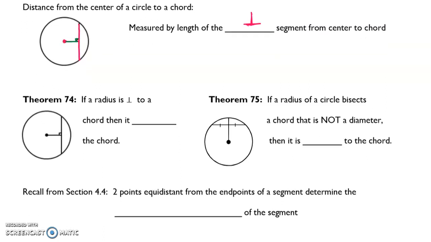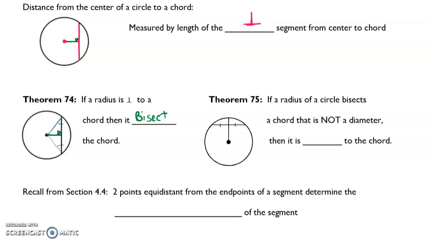Theorem 74, if a radius is perpendicular to a chord, it's also going to bisect that chord. So if I know I'm given this, I can conclude that chord was bisected. So think of all the different things this could bring up. If I draw a radius, I have a right triangle. If I draw another radius here, I have another right triangle. I have congruent triangles. I can use Pythagorean theorem. All of these things are things that should be starting to go through your mind as we start talking about perpendicularity, chords and distance from the center.